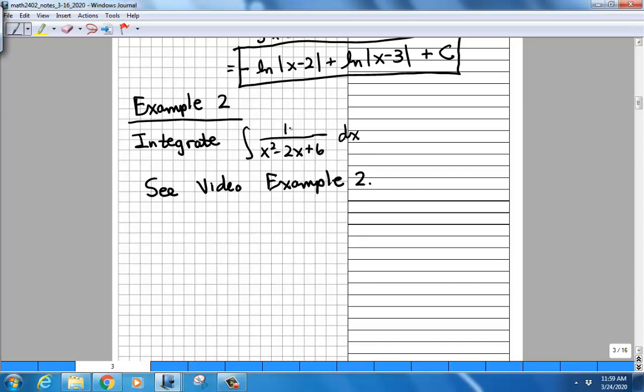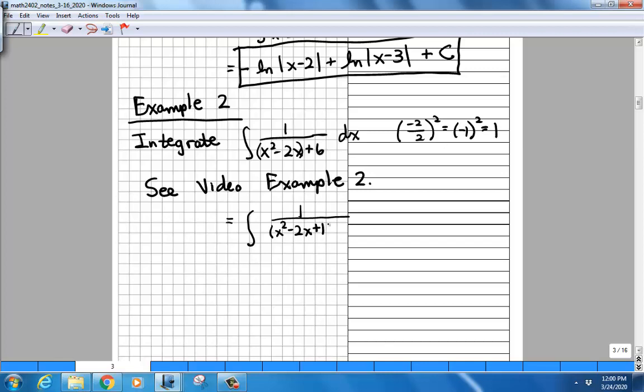Of course, long division won't work because the degree of the top is 0 and the degree of the bottom is 2. So long division is not going to get us anywhere either in this problem. But this is one where completing the square is going to work. Okay, so let me show you why. Because we can complete the square nicely on x squared minus 2x. And when you complete the square on that, remember you're going to take the minus 2, divide that by 2, and square it. So that gives you minus 1 squared, which is positive 1.